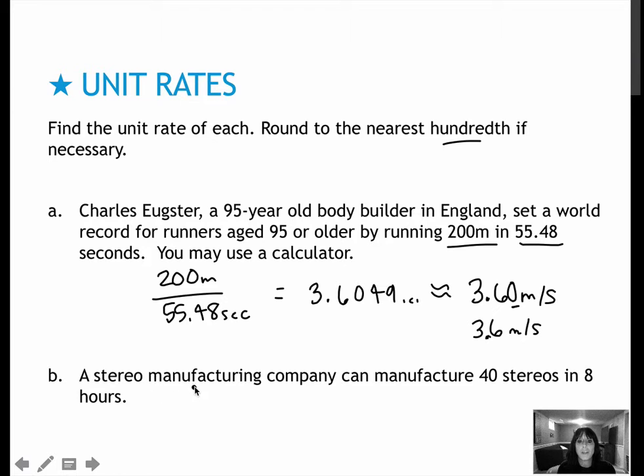And a stereo manufacturing company can manufacture 40 stereos in 8 hours. I want to know how many stereos per hour. So 40 stereos, 8 hours. And I would get 5 stereos per hour.